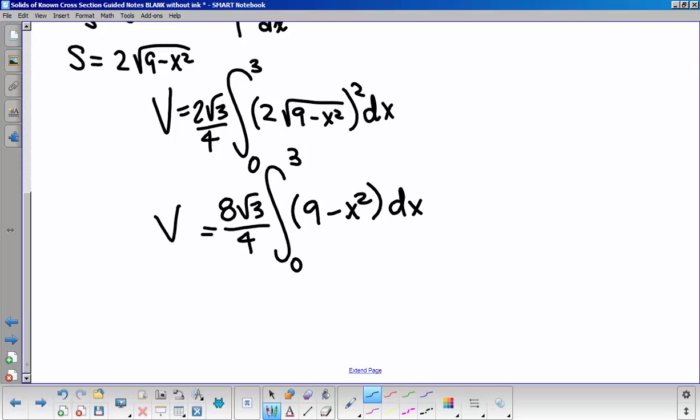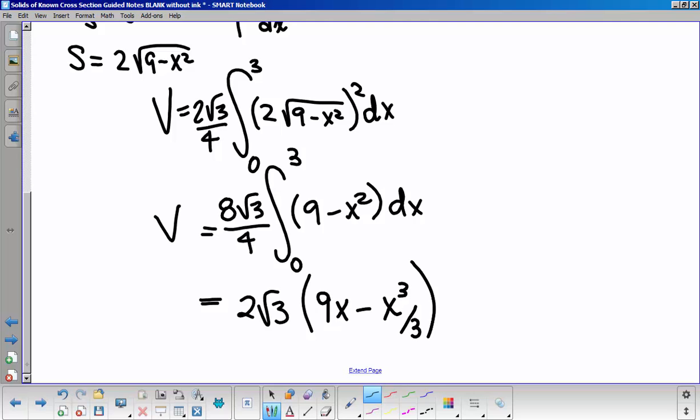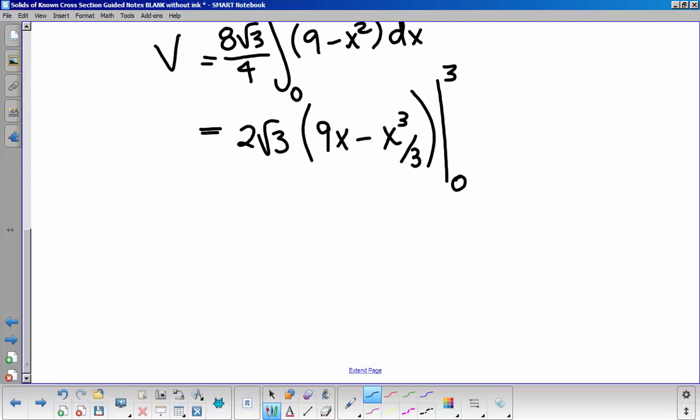We're happy about that. And so this is 2 root 3 times the antiderivative of the inside of there, which is? 9x. I'm sorry? 9x minus x cubed. Good. Evaluated between? 0 and 3.